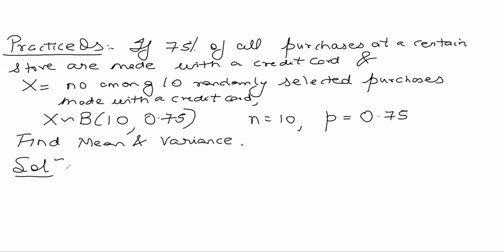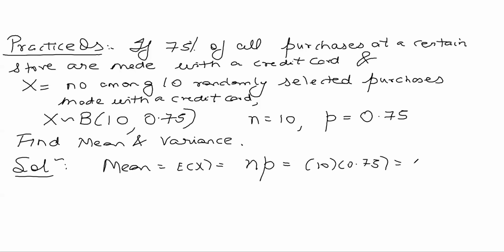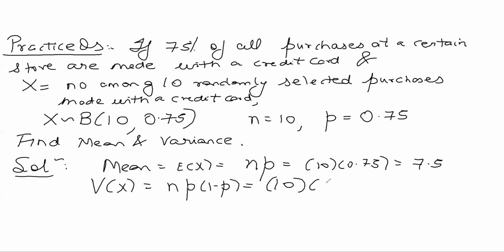So how will I find the mean? The mean of this distribution is the expected value of X, which is N times P, which is 10 times 0.75, which is 7.5. And what's the variance? It's NP times 1 minus P. So 10 times 0.75 times 0.25, which is 1.875.